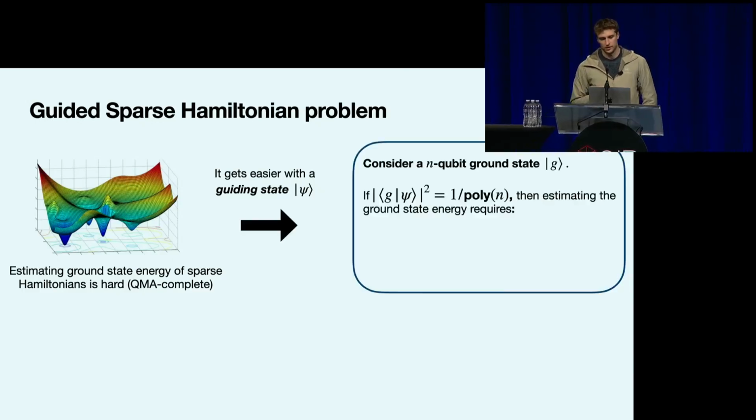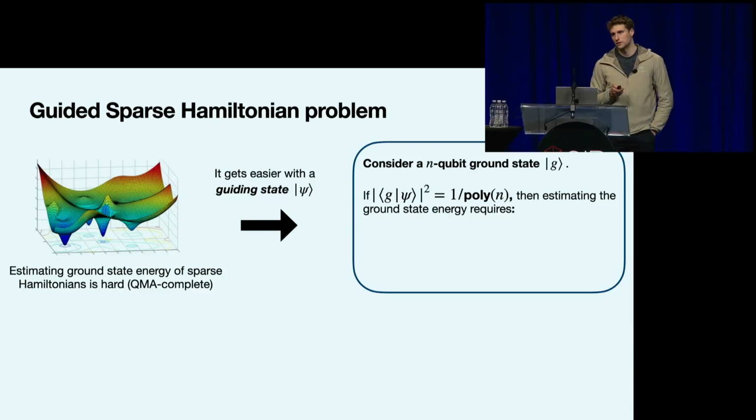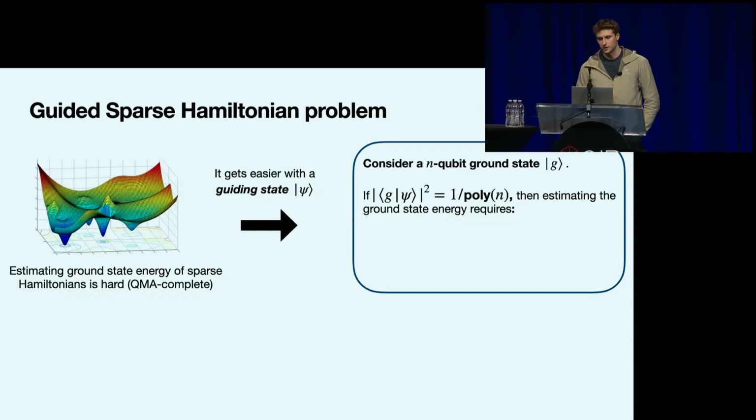So let me make this precise. Let's say you have an n-qubit system, and someone gives you a guiding state psi that has inverse polynomial overlap with the ground state whose energy you're trying to estimate. Turns out then there's a very simple, efficient quantum algorithm for estimating this ground state energy up to inverse polynomial error, which is just quantum phase estimation.